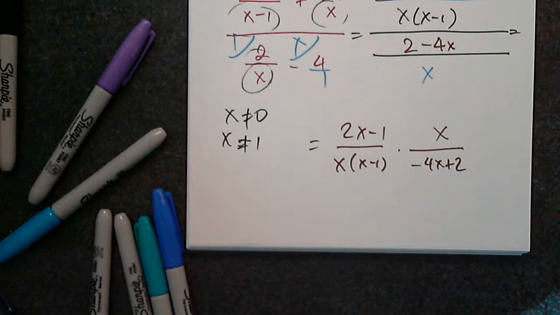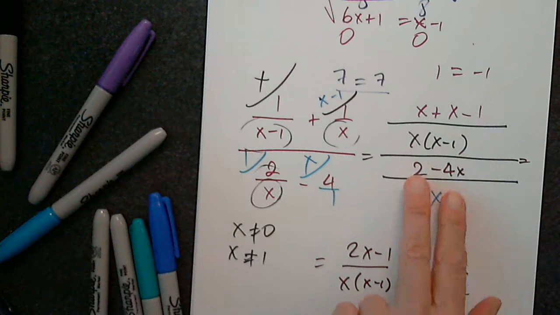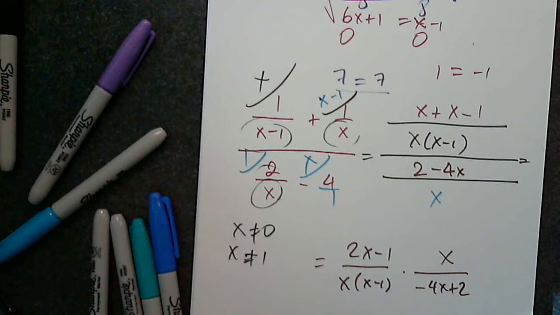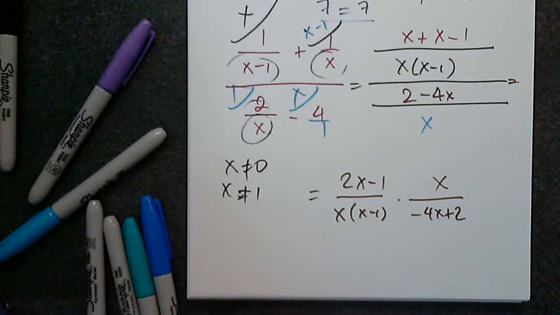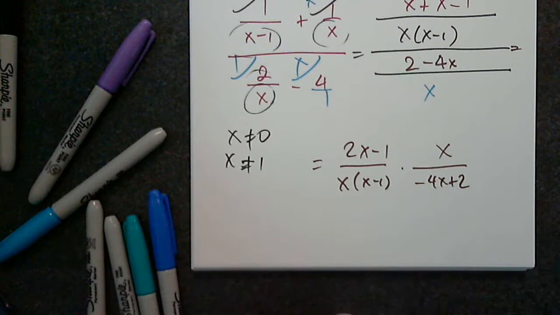You mean the two terms, these two terms? 2 minus 4x is negative 4x plus 2. It's like 2 plus 3 is 3 plus 2. Yeah, I just wanted to explain why. Not just say yes, but also explain why.